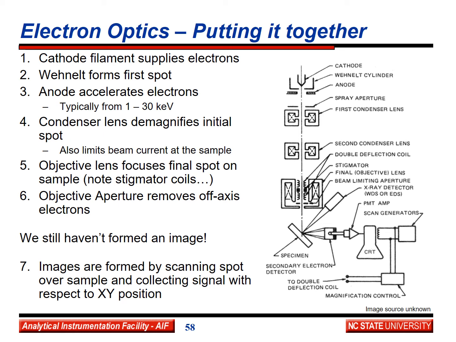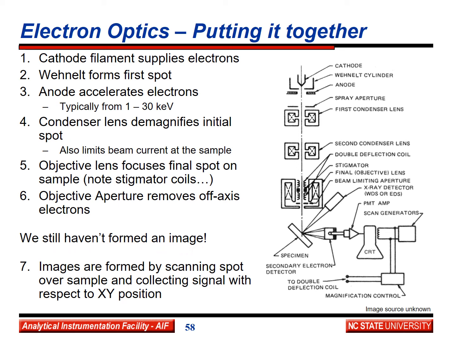At the top of a conventional thermal emitter SEM, we have a cathode filament that supplies electrons, a Wehnelt cap that forms our first crossover, and an anode plate that accelerates the electrons down the column. We have a set of condenser lenses that demagnify the initial spot and limit beam current in the sample. We have an objective lens that focuses the final spot onto the sample, and it typically is going to contain stigmator coils, which are going to correct the astigmatism in the beam. We're going to have an objective aperture to remove off-axis electrons, but we still haven't formed an image.